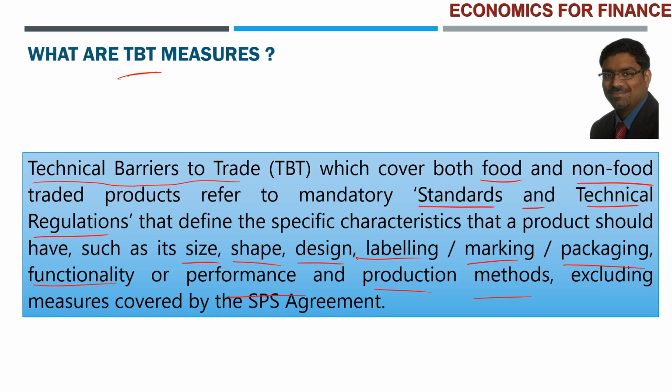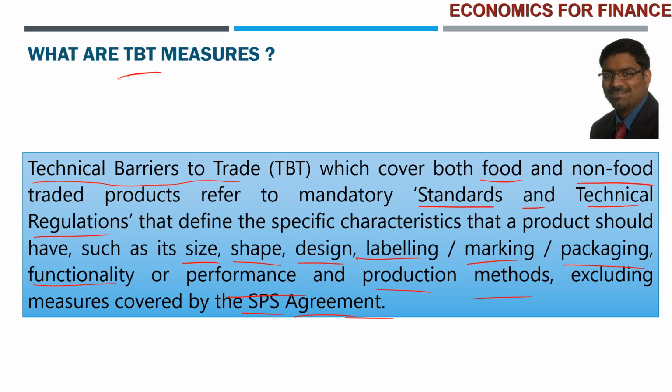So a lot of specific technical measures can be taken, or technical specifications can be mentioned, to naturally either encourage or discourage imports. But TBT measures, when we are looking at them as technical barriers to trade, exclude the measures which are already covered by the SPS agreement. When it is already in SPS, why would it come in TBT once again? So SPS measures, if they are there already, those are different.